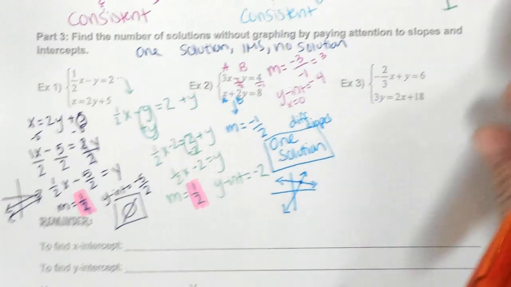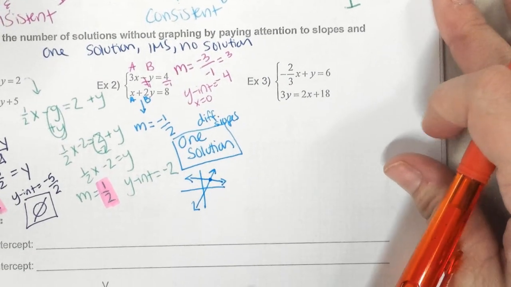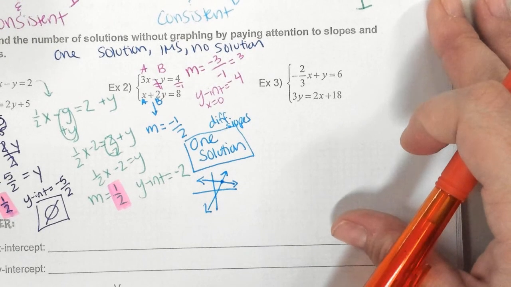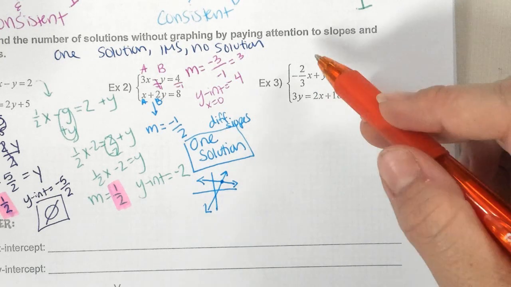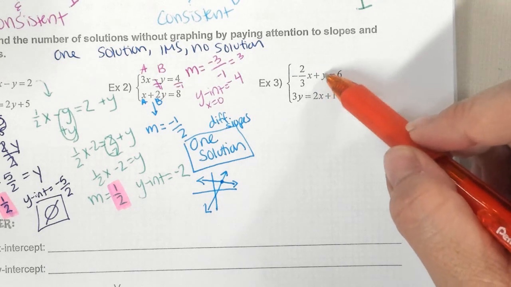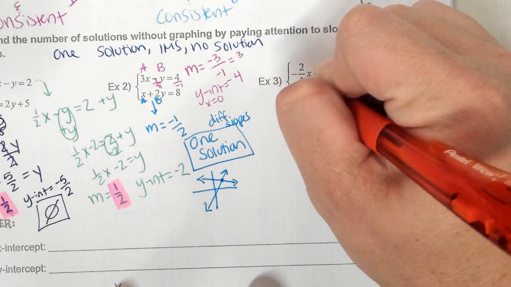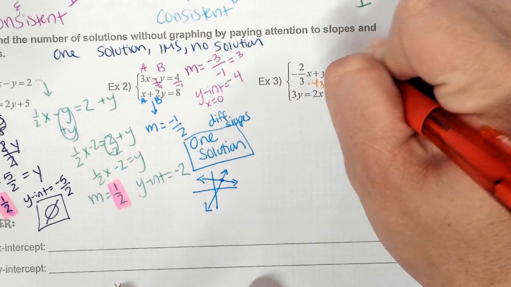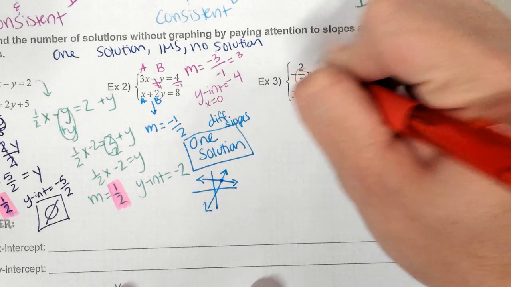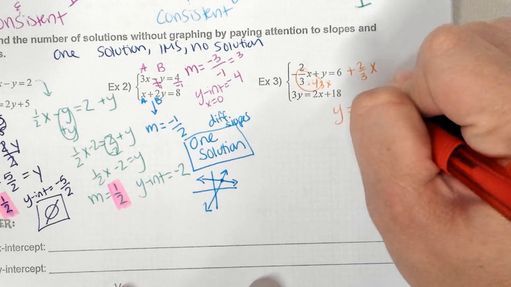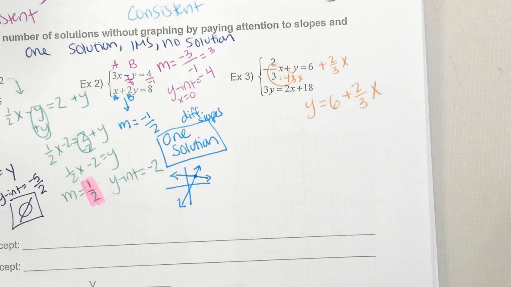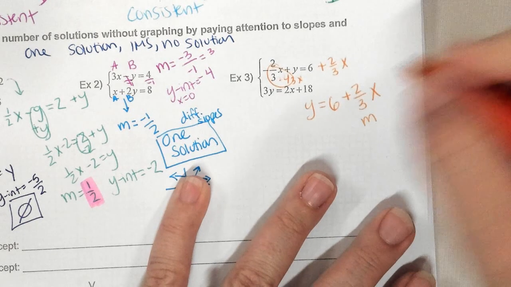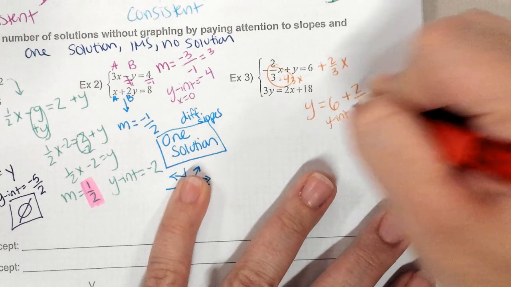Okay, so now looking at example 3. It says negative 2/3 x plus y equals 6. Well, if I wanted to solve for y, would it be super quick? Don't I just have to move x? Y is already kind of by itself. There's no coefficient. So I can add 2/3 x to both sides, and I get y equals 6 plus 2/3 x. Are we okay with that? So this is my slope, and this is my y-intercept.